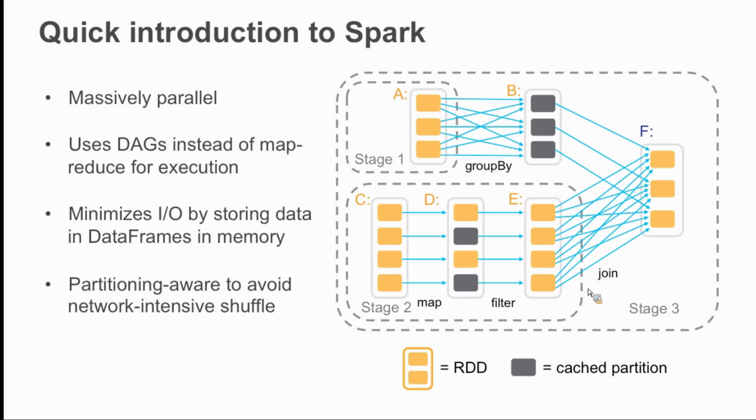One of the things that's possible is it minimizes I/O by storing the data in memory rather than disk, like MapReduce does, and by preferring to keep data in memory, it can work with it at very fast speeds. It uses data structures to represent data that's distributed across the cluster. The most recent one is DataFrames. We'll talk a little bit about that in a minute. And very importantly, Spark is partition aware, so it's able to make decisions that help to avoid network-intensive shuffles.